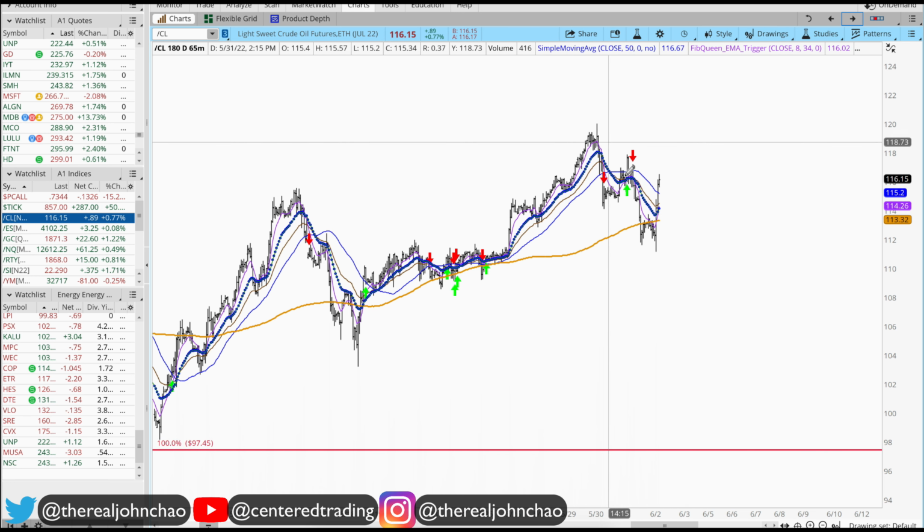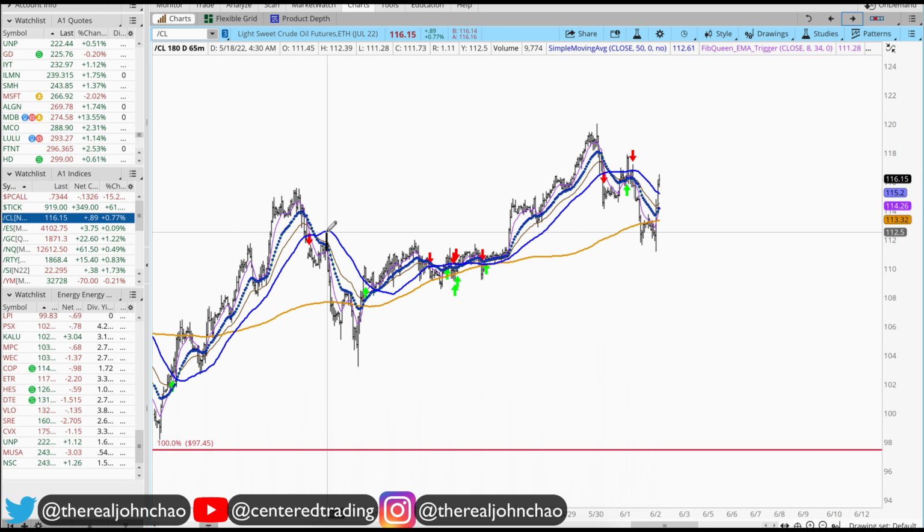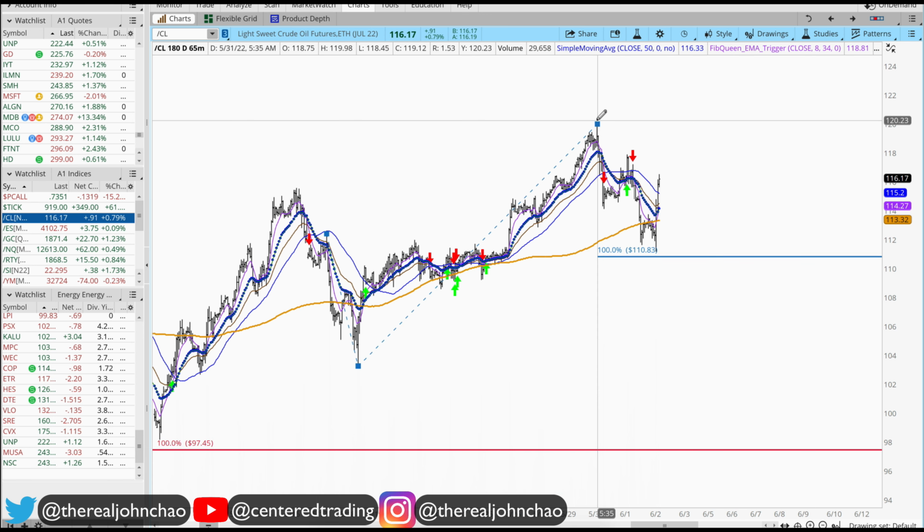As we're taking a quick look at this pullback, I also found a pullback that's very similar in dollar amount. You can see this pullback right here. It's very similar in dollar amount to the one we're currently experiencing and currently recovering.